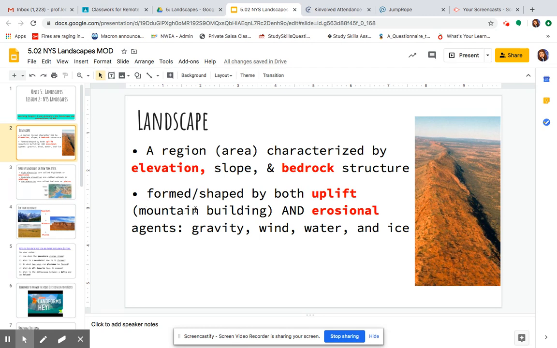Landscapes are formed or shaped by both uplift, which is mountain building, and erosional agents such as gravity, wind, water, and ice. So landscapes are shaped by the building of mountains and erosion. Take a moment to fill in those red words in your notes, and then we'll move on to the next slide.